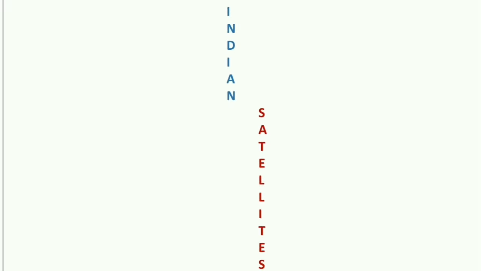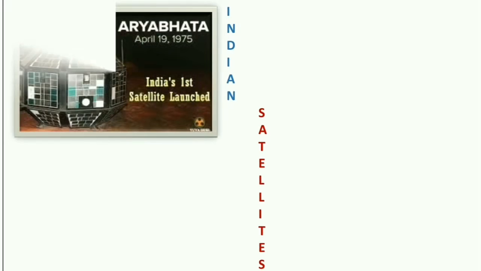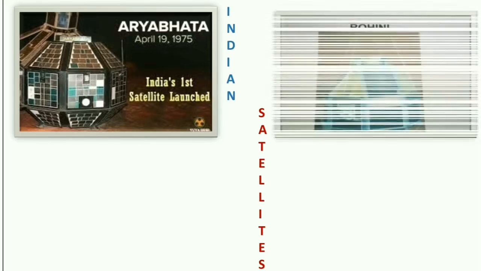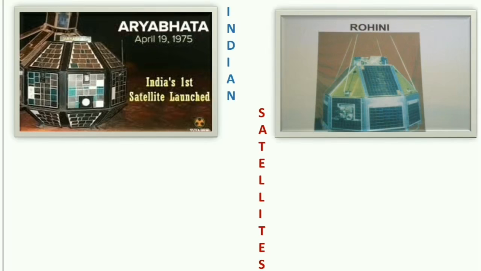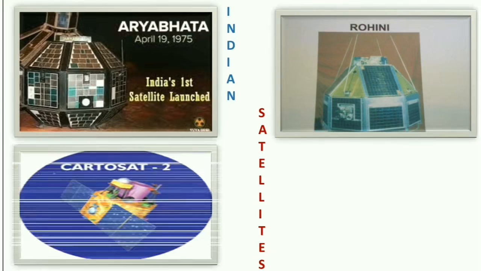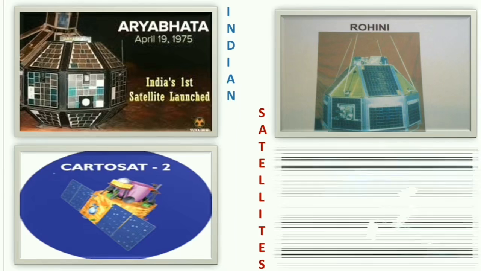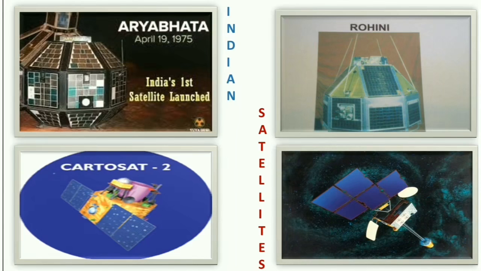Now let's study a little bit more about our Indian satellites. Aryabhata was the first Indian satellite launched in 1975. Then Rohini. After that Cartosat 2. Then our Indian satellite INSAT 1D. Along with this there are many other satellites which we have launched.